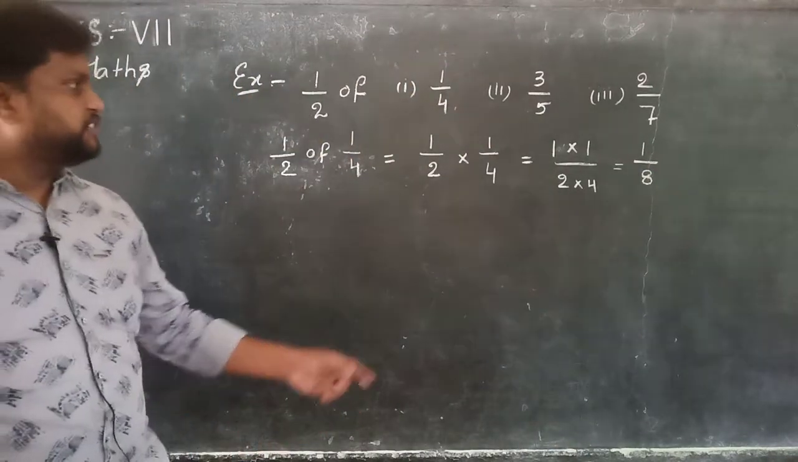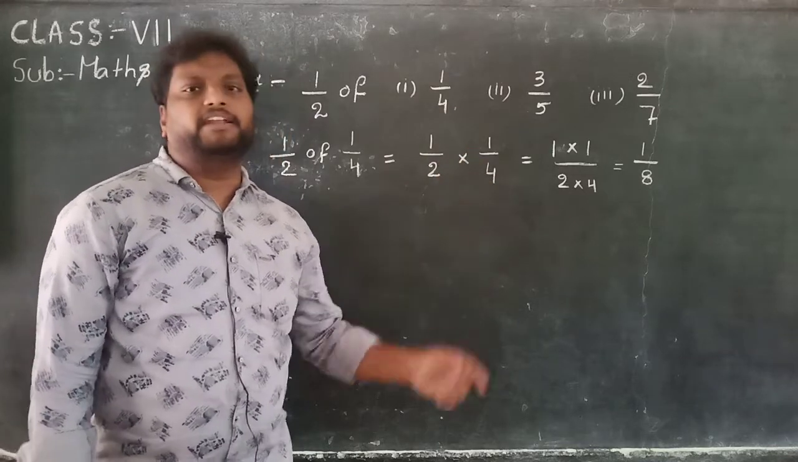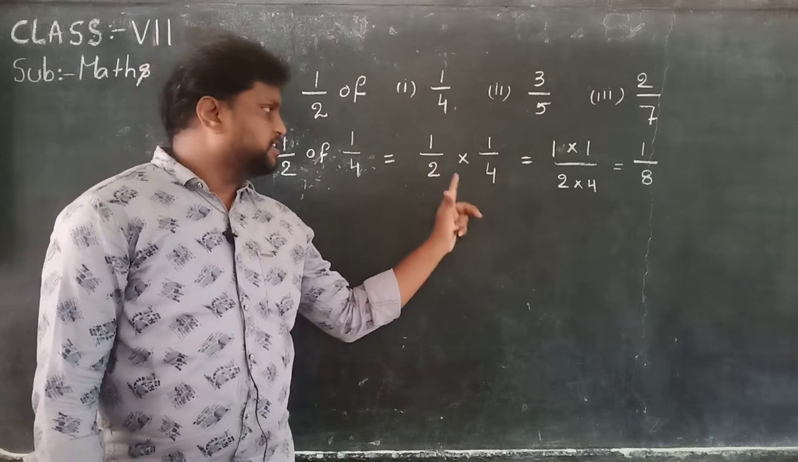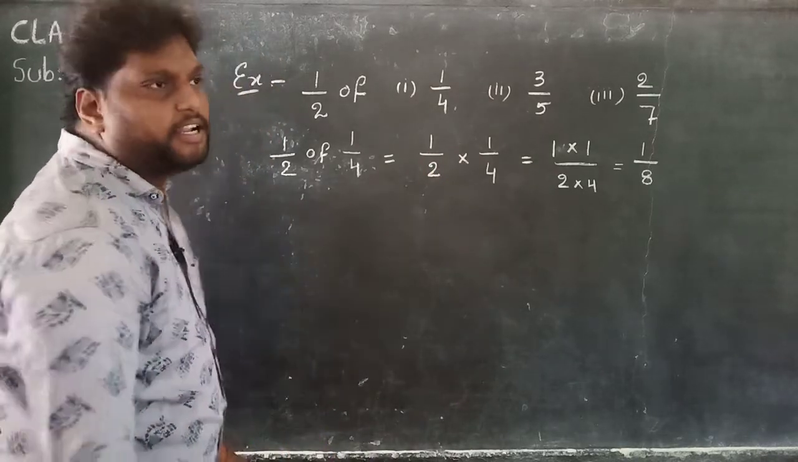Actually here 2 and 4 is possible cancellation, but 2 and 4 are in denominator position. That's why don't do the cancellation between 2 and 4. Why? Because the two numbers are in denominators.